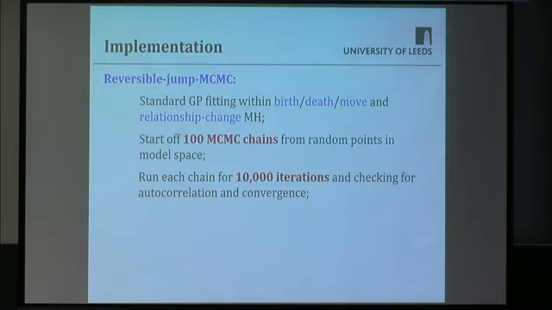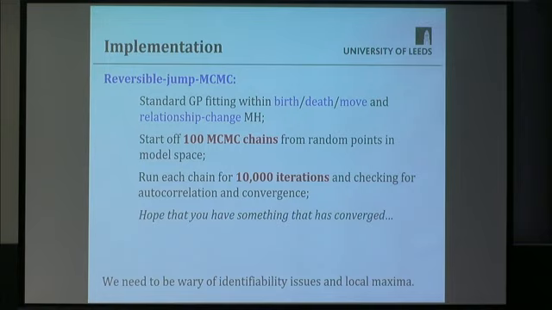So our very naive way of doing the MCMC shows the kind of difficulties that we're having. In particular, we're running 100 MCMC chains from random points, and we're running each chain for 10,000 iterations. We're checking for convergence as best that we can, and then we hope that we've got something that's converged. This is tremendously difficult to do.